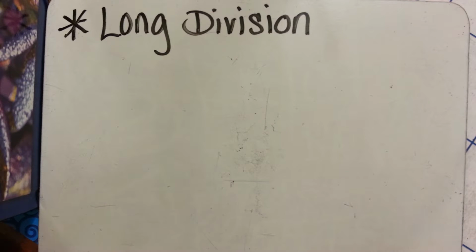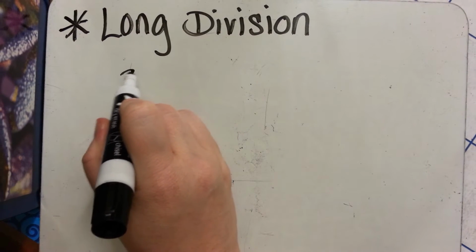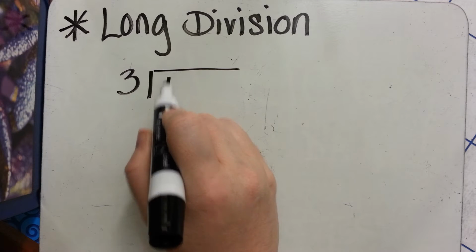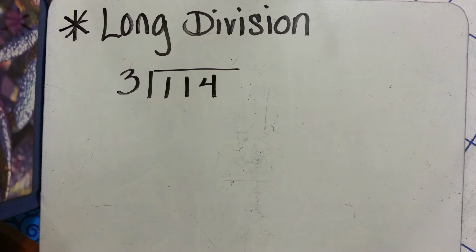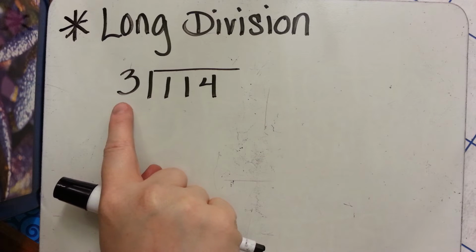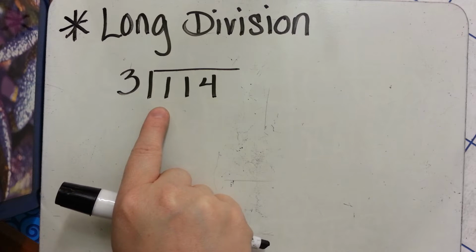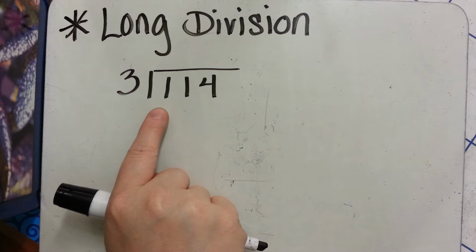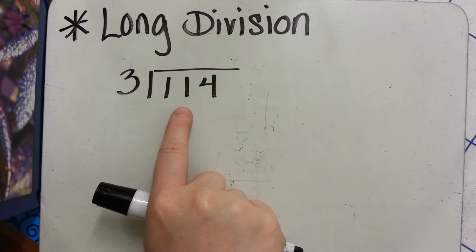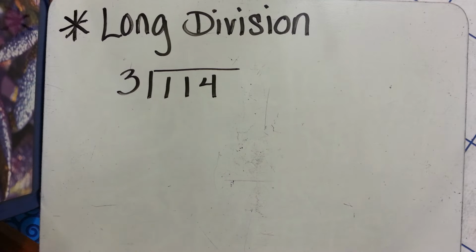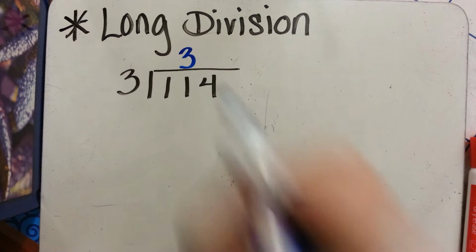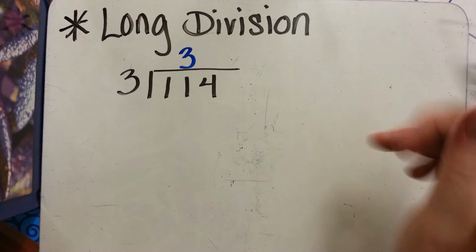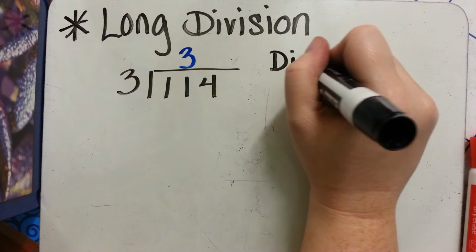Okay, so let's look at a really basic example. Let's say we wanted to divide 3 into 114. So we've got our basic steps here. I'm going to try to put 3 into the first digit, which is 1. Of course 3 can't go into 1, so what we do then is we try the first two numbers. So that would be 3 into 11. How many times does 3 go into 11? 3 goes into 11 3 times. So up top here, we're going to put our 3. So we could say that that first step is to divide.